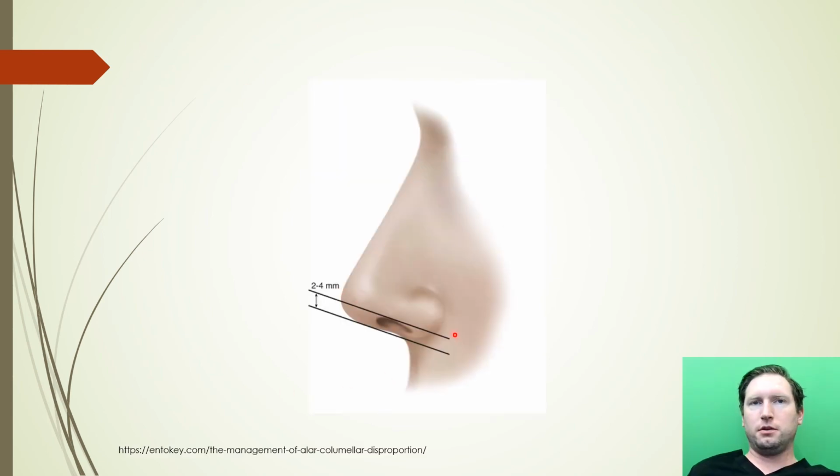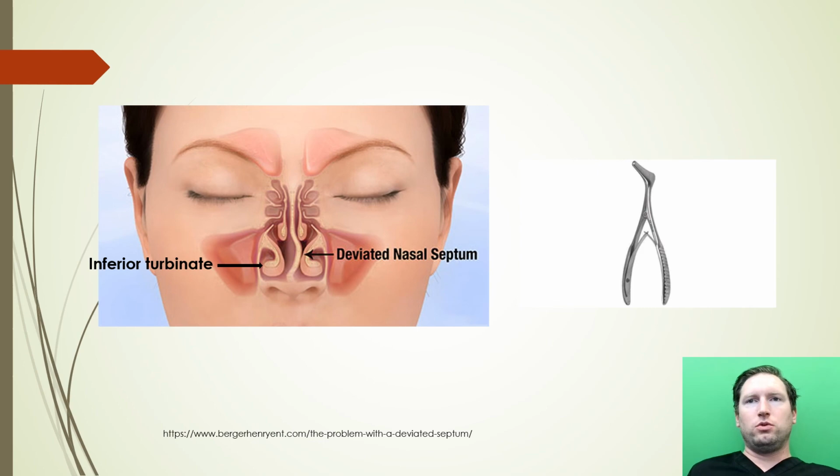Another important concept is columella show. So some people will complain that they see too much nostril on the side of their nose. The proper amount of nostril show should be roughly 2 to 4 millimeters. And once we've looked at the outside of the nose, we look on the inside of the nose using a metal speculum, which doesn't hurt. It just gently spreads the nostril or the soft part of the nose open so we can see if there's any deviated septum or inferior turbinate enlargement.